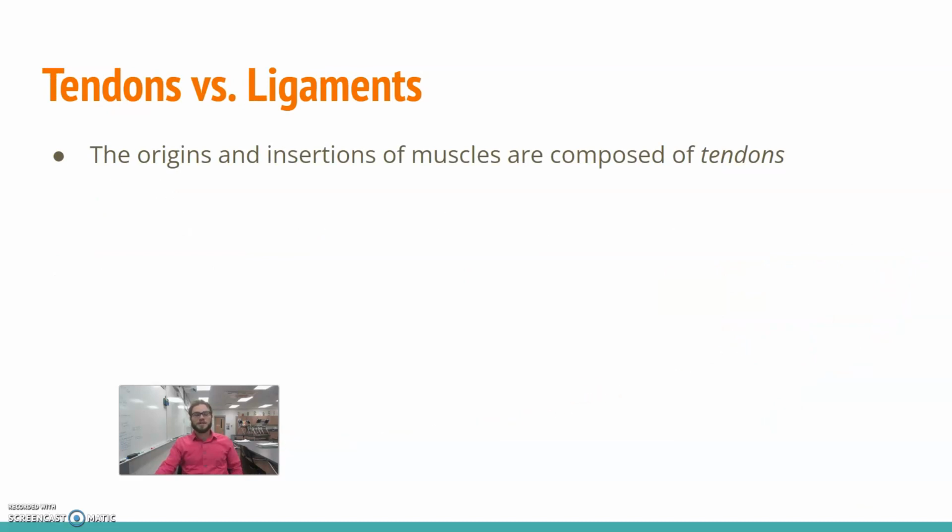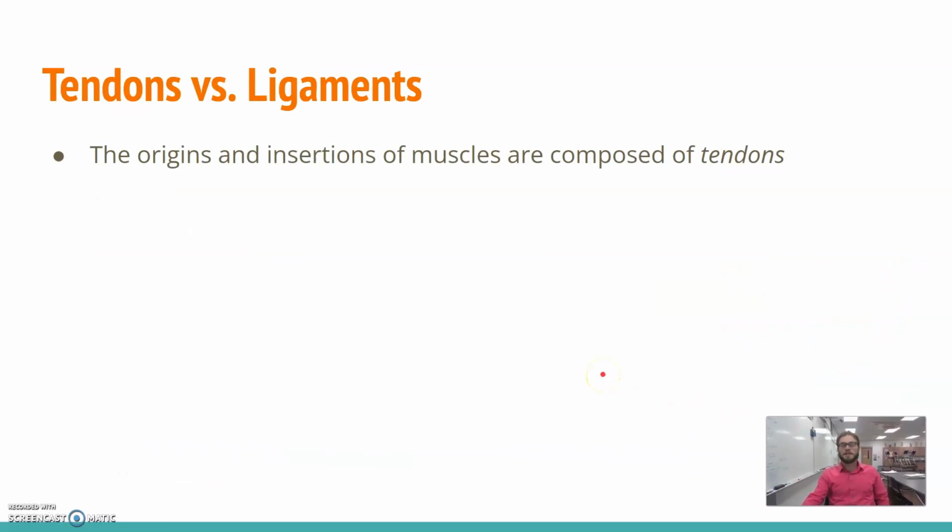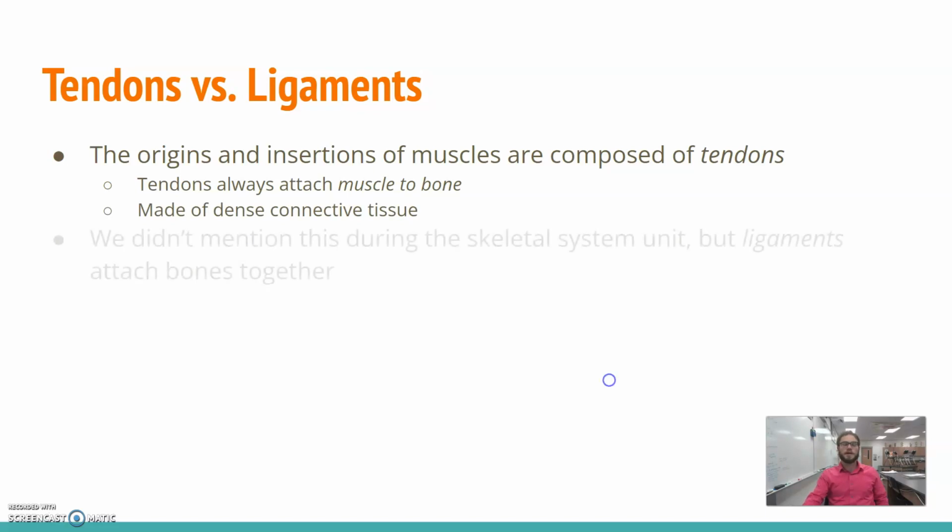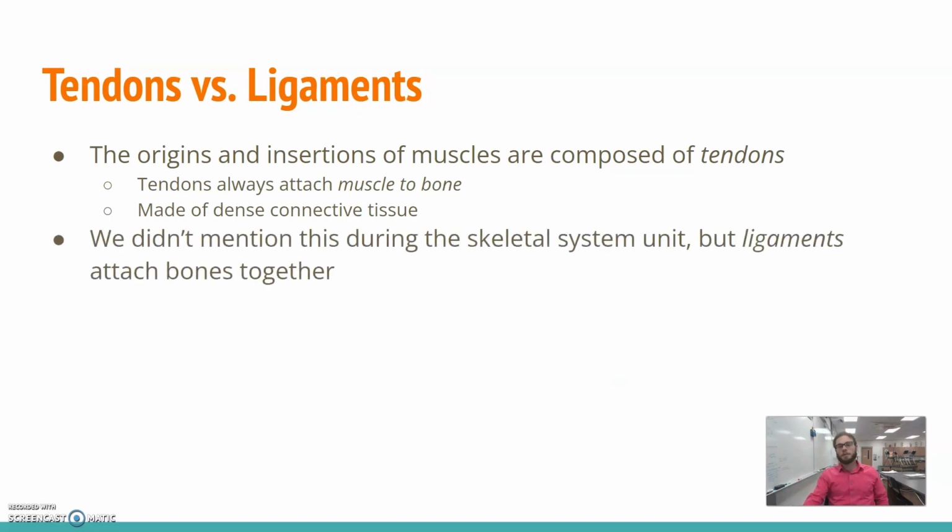So how do origins and insertions relate to tendons and ligaments? The origins and insertions of muscles are generally composed of tendons. Tendons are always going to be that which attach a muscle to bone. Tendons are always going to be made of a dense connective tissue. Remember that connective tissue is one of the four tissue types. Ligaments, which got skipped over during the skeletal system, do not actually attach muscles. They actually attach bone to bone.